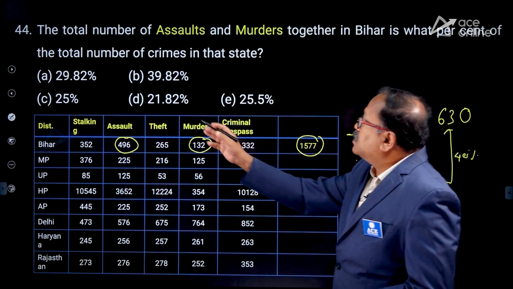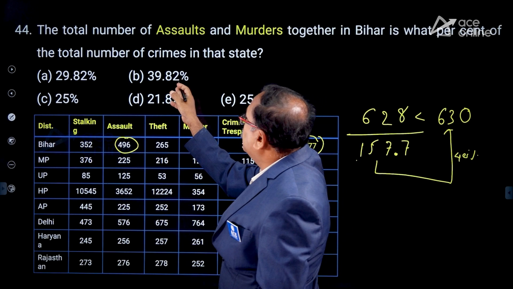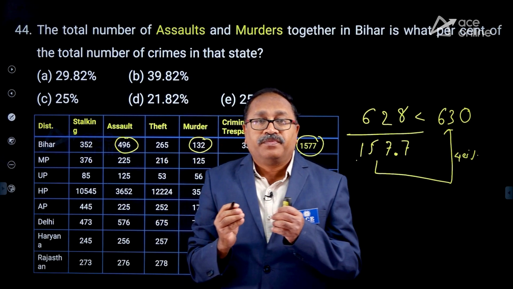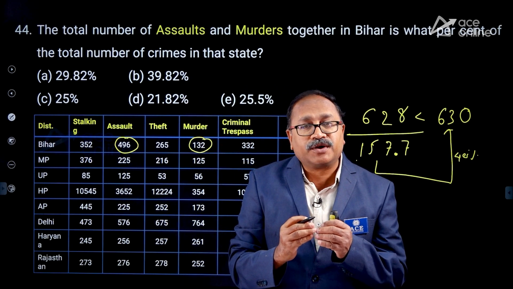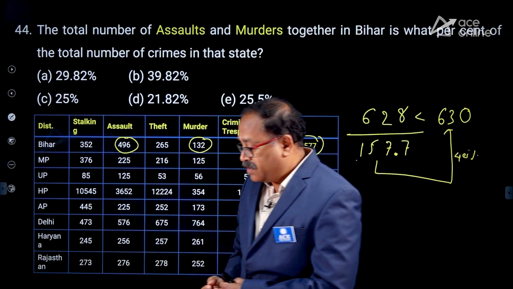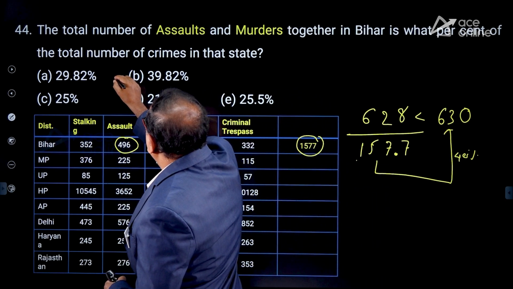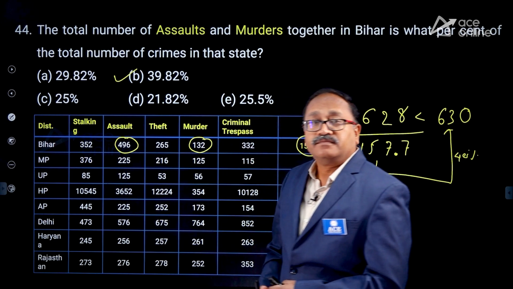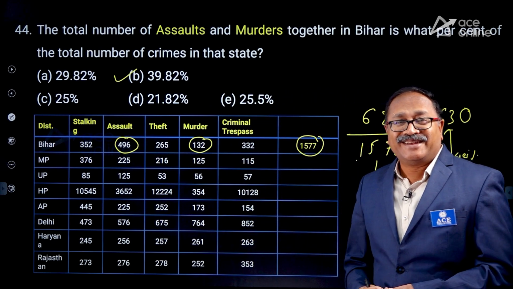And here it's 39.82, which is very, very close to 40, but slightly less than 40. So therefore, my answer should be B. Hope you are understanding it.